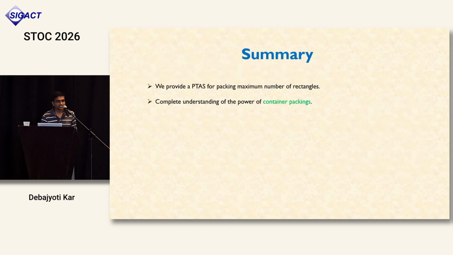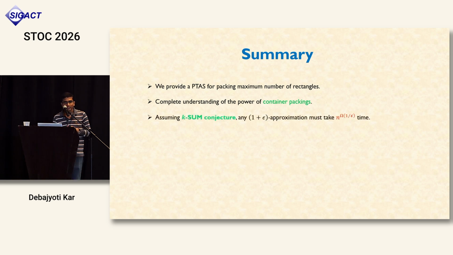Okay, so summarizing, our main contribution is a PTAS for packing the maximum number of rectangles into a square. And structurally, we now have a complete understanding of the power of container packings, both for the unweighted and the weighted case. And we also show that assuming the K-sum conjecture, any 1 plus epsilon approximation will take at least n to the power omega 1 by epsilon time. So there is probably not much hope of getting a fast PTAS for the problem.